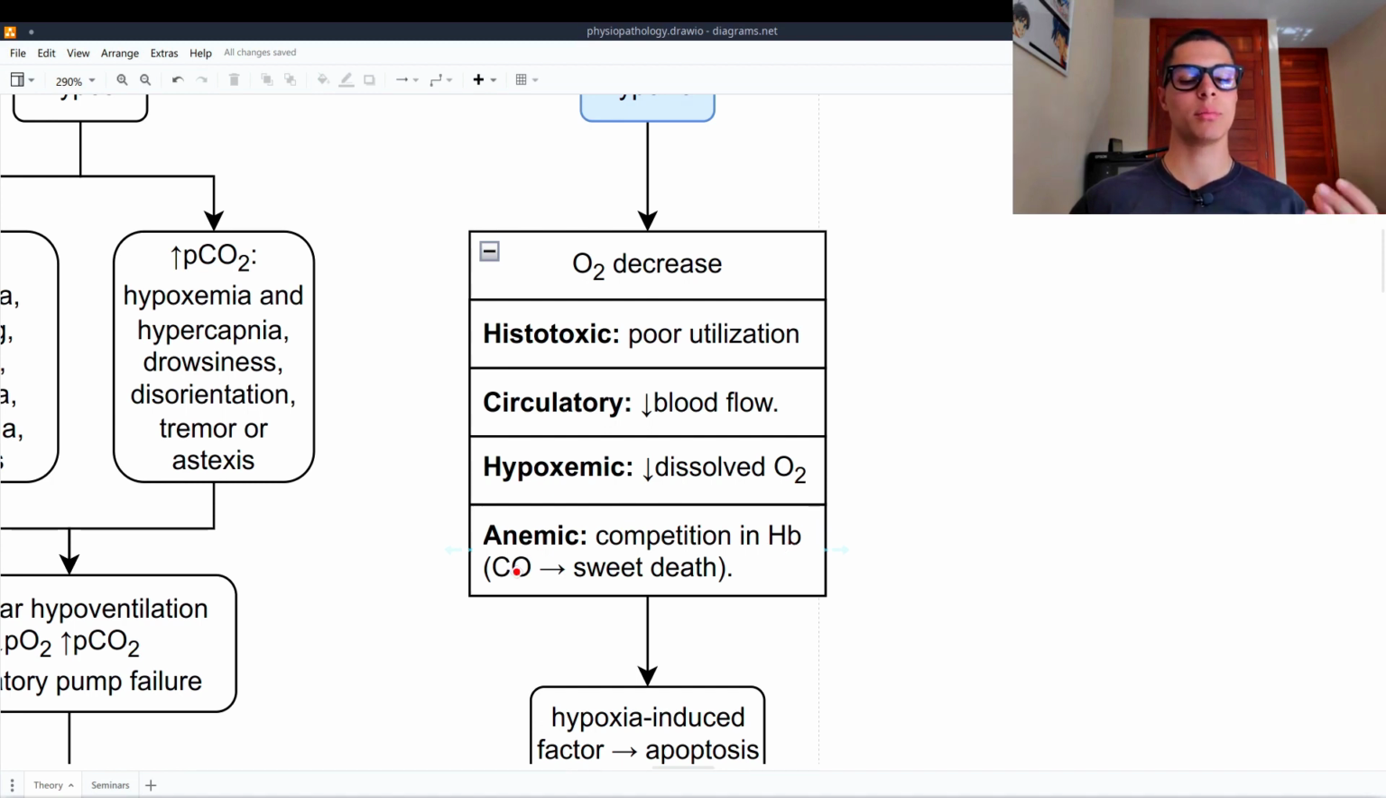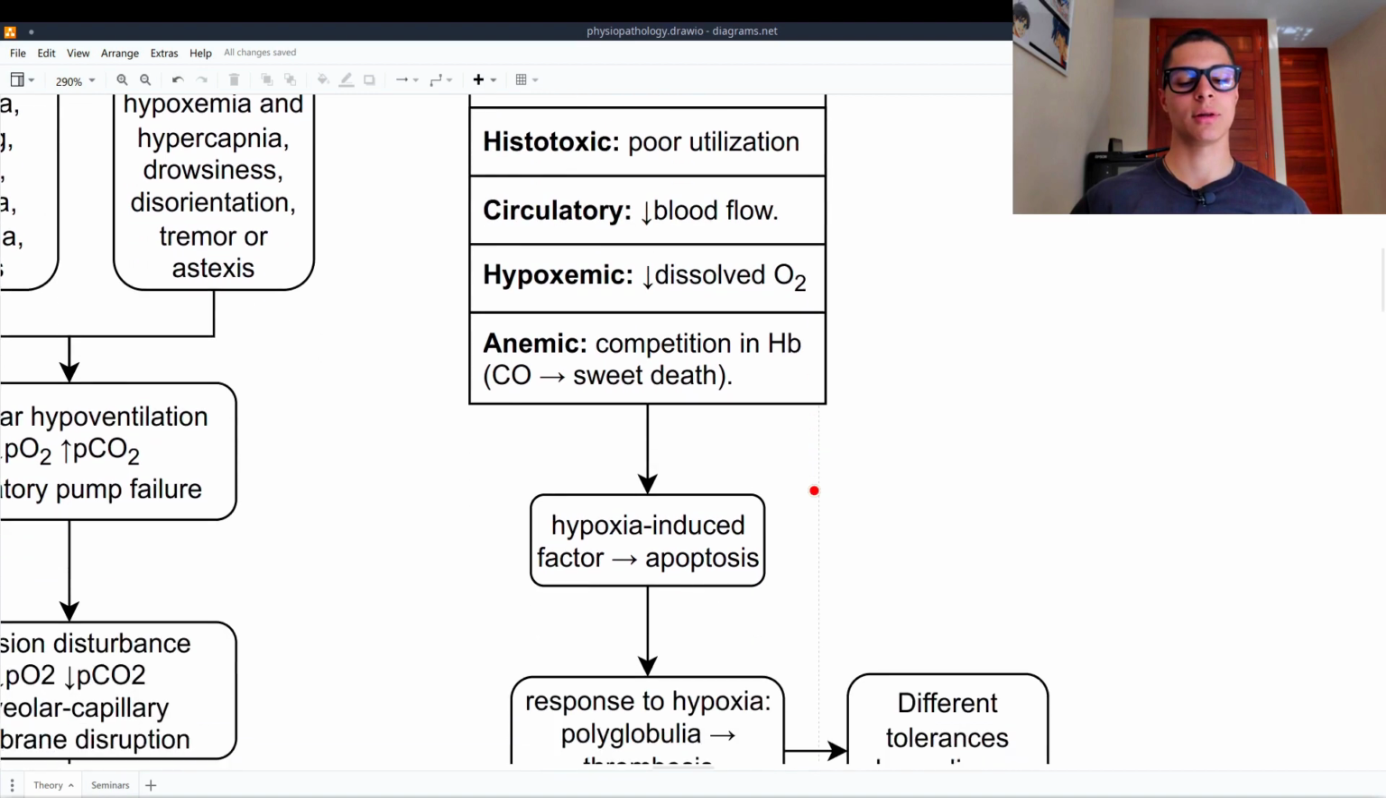For example, with carbon monoxide, which will create the sweet death because it has a higher affinity to the hemoglobin compared to the oxygen. So it competes with the oxygen, occupying its place and therefore not providing oxygen to the tissues, and sweet death, as they call it.